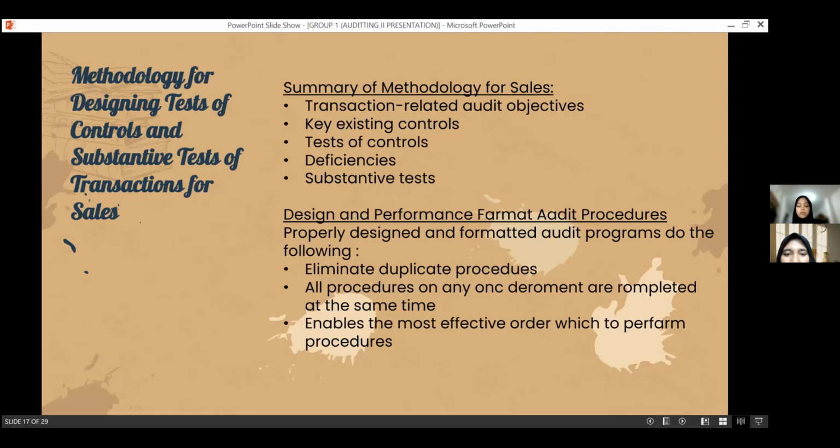Design and performance format audit procedure. Properly designed and formatted audit programs do the following. The first, eliminate duplicate procedures. And second, all procedures on any one's domain are completed at the same time. And the last one, enable the most effective order in which to perform procedures.